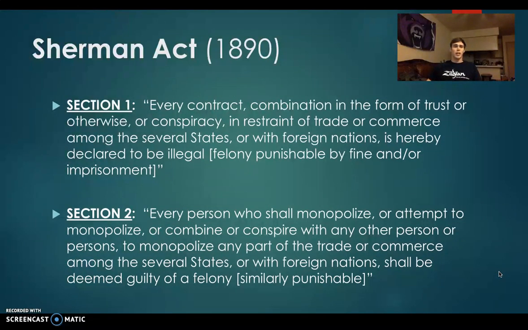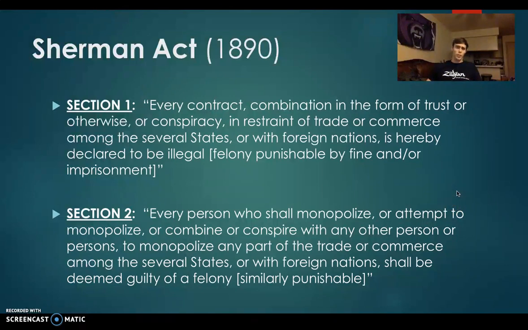So the Sherman Act consists of two sections. Section 1 states that every contract, combination in the form of trust or otherwise, or conspiracy, in restraint of trade or commerce among the several states or with foreign nations is hereby declared to be illegal. It's considered a felony, and it's punishable by fine and/or imprisonment. So Section 1 is basically the actual act of two companies coming together in order to achieve a monopoly.